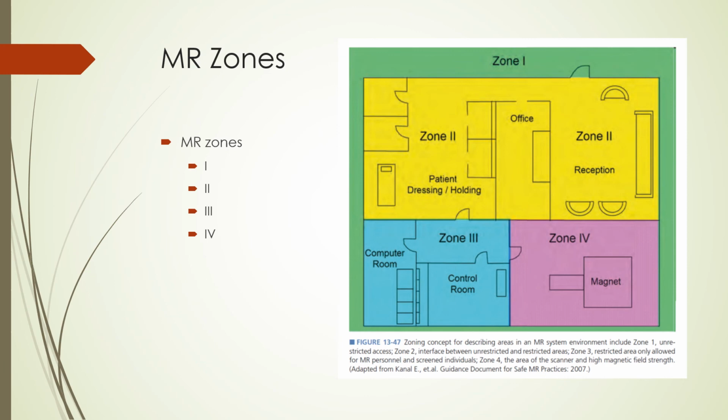MRI zones are shown on this slide. Zone 1 refers to common areas with unrestricted access. Zone 2 are patient reception areas or patient dressing and holding areas. This is an unrestricted area. Initial screening can take place in this zone. Zone 3 is a restricted access area and usually includes the door to Zone 4. Final screening takes place in Zone 3 before entering Zone 4. Zone 4 is the magnet scan room. It is restricted access and under the control of Level 2 MR personnel.